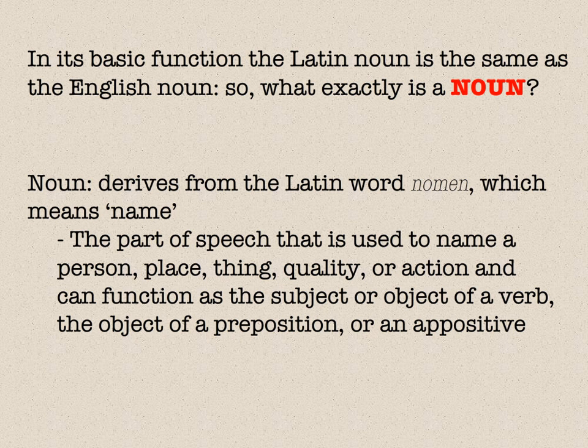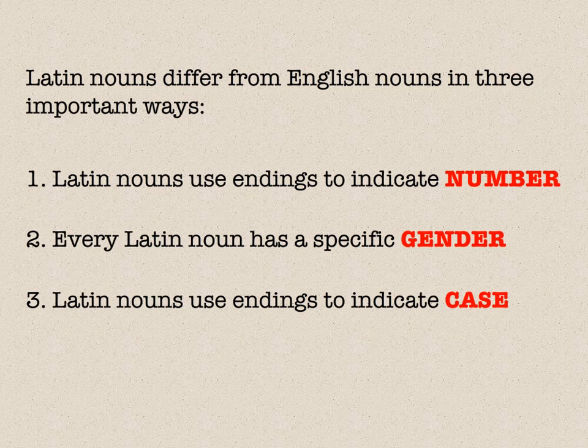Okay, so before we get started with the Latin noun, we should think about what the noun is in English. And so, what exactly is a noun? Well, a noun is a word that derives from the Latin word nomen, and this means name, and it's a naming word. It's the part of speech that's used to name a person or a place, a thing, a quality, or an action. And its role in the sentence is that it can function as the subject or object of a verb, and we'll look at that later on in the lesson. It can also be in apposition, which we'll see later on too, or, something we'll see in a different lesson, can be the object of a preposition.